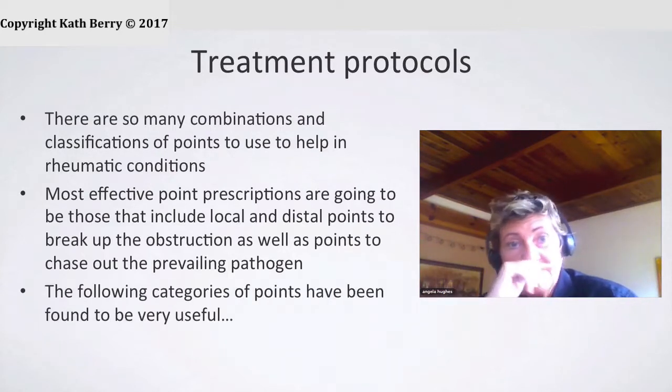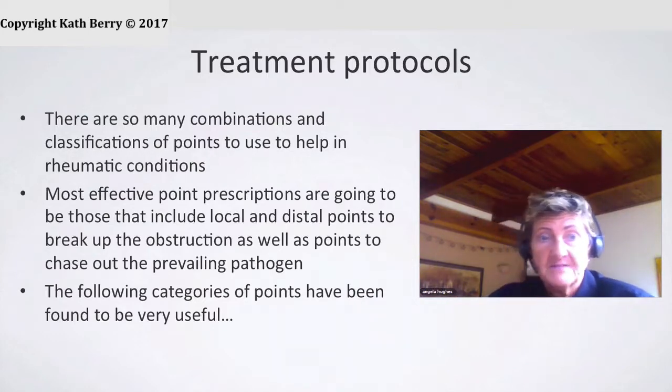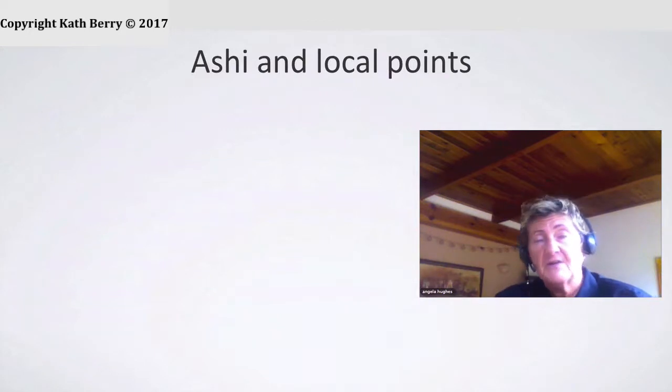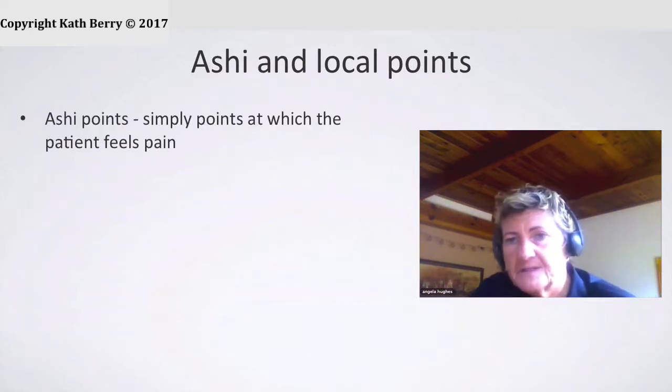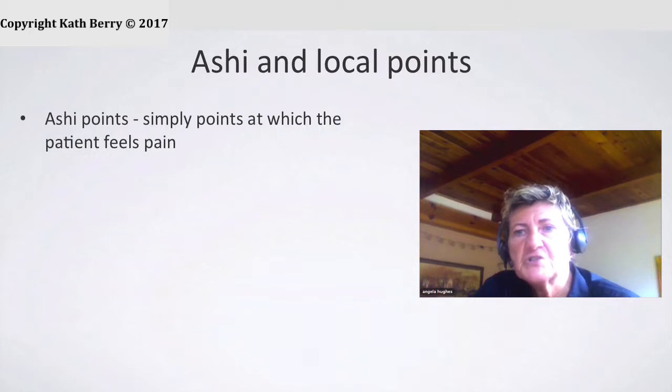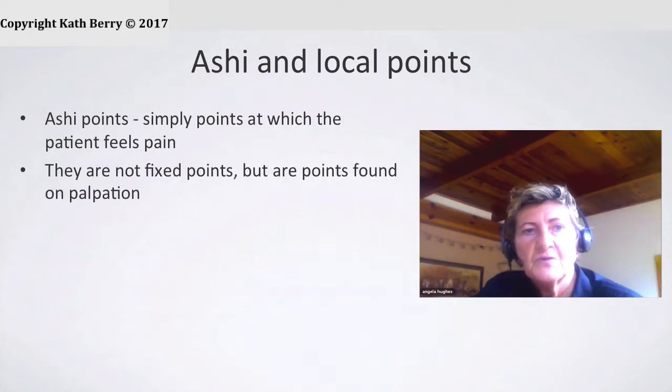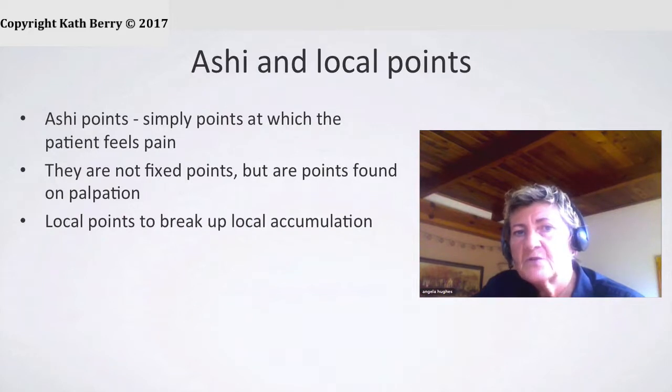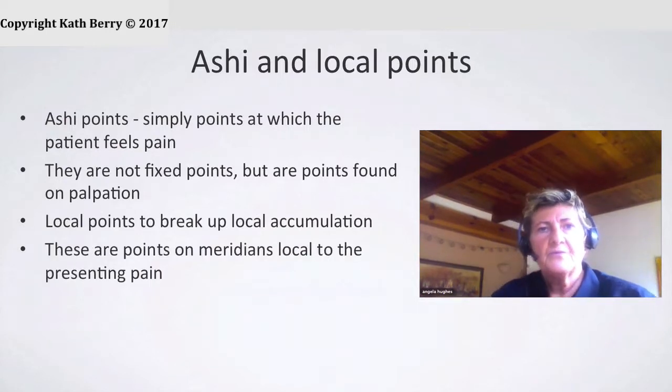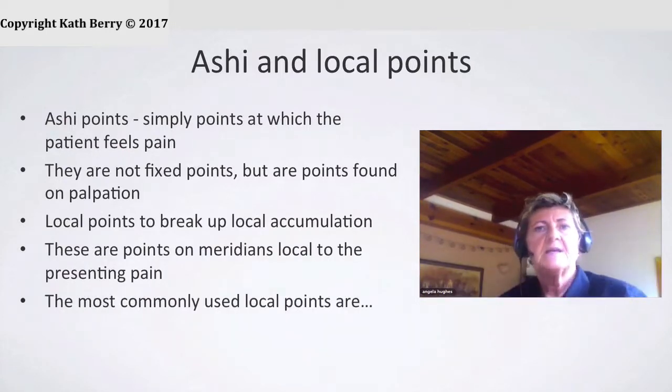So the following categories of points have been found really useful. Obviously, Ashi points, which are not particular acupuncture points, just points where the patient feels pain, on the channel or even off the channel. You can use techniques to surround, or just needle very superficially around, these Ashi points. Then local points to break up accumulation. These are points located on the meridians through which the pain presents.